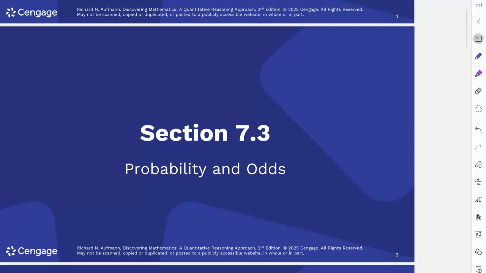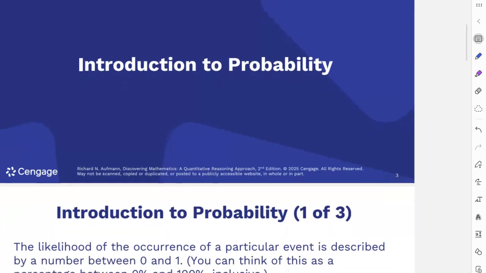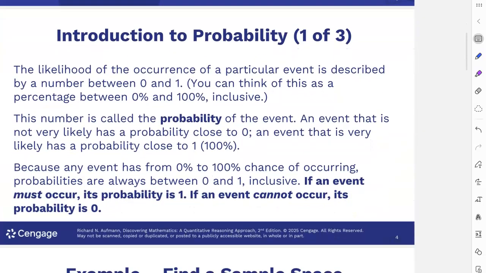In this video, we are going to talk about probability and odds. So with probability, we are looking for the probability something would happen. So what's the likelihood that something's going to happen? And there are some rules that go with probability.